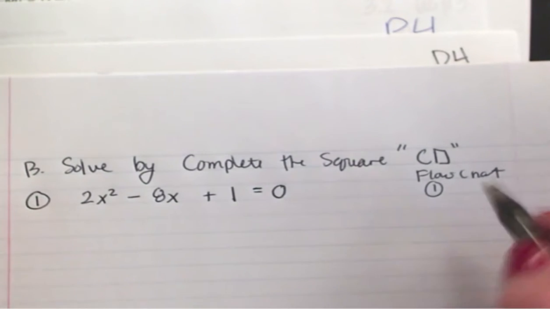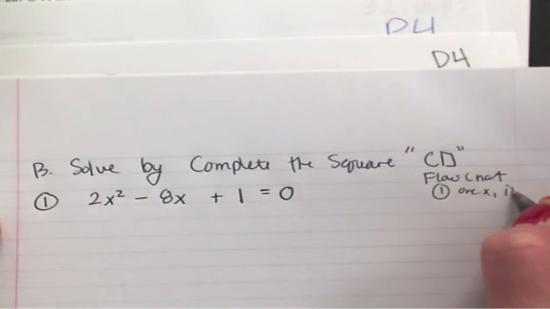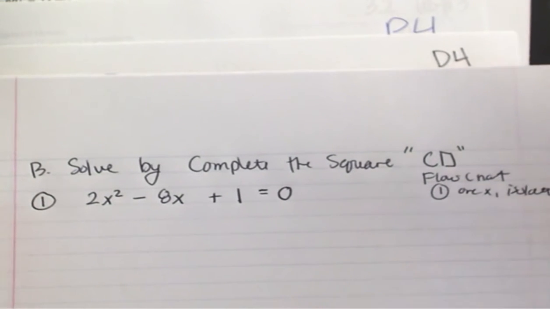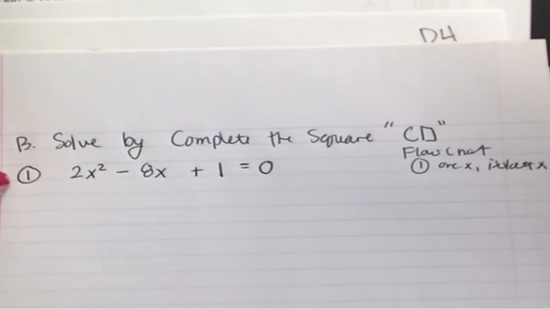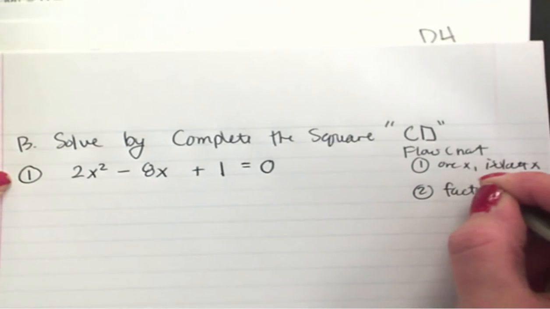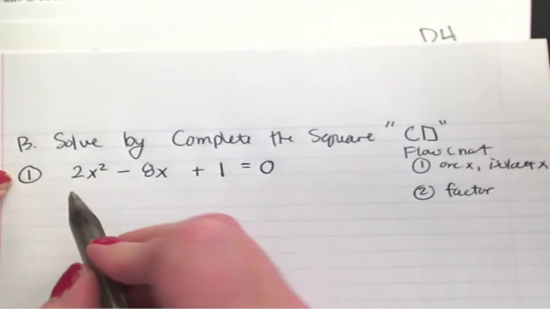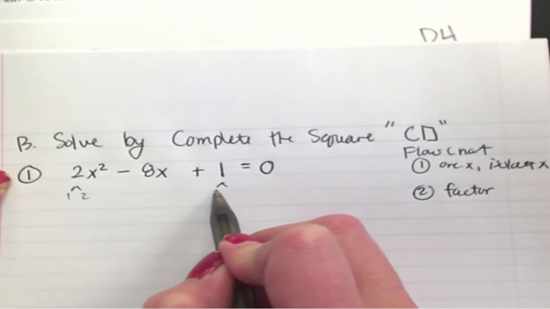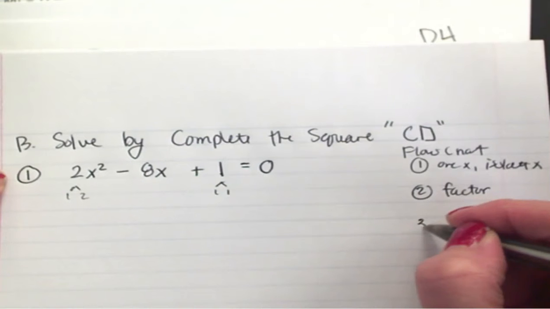All right. My flowchart says first, isolate x. Do you have 1x in this expression of this equation? No. Okay. Second, can you factor this? No. I have 1 and 2 and 1 and 1. There's no way I'm going to get to 8. So you're like, oh, well, now what?